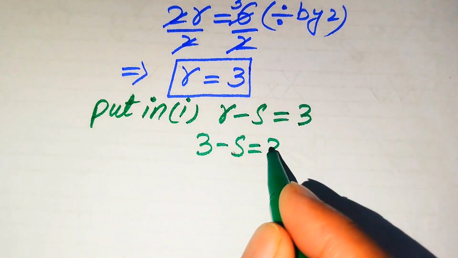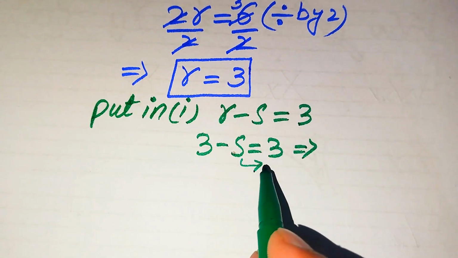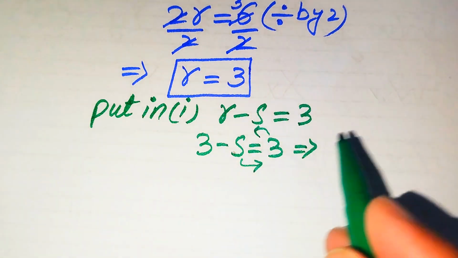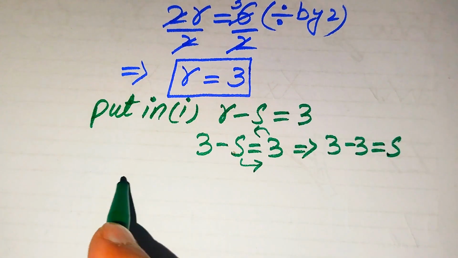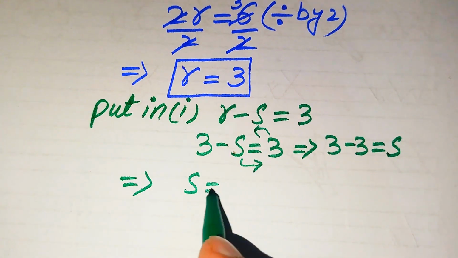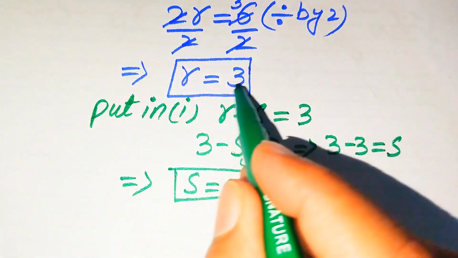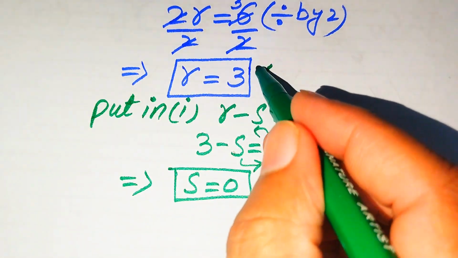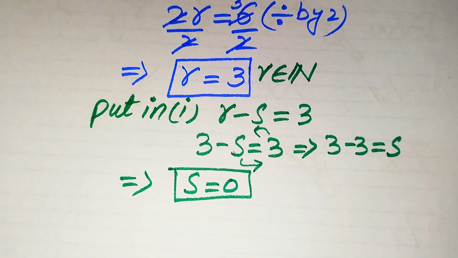When you put this value here it becomes 3 minus s is equal to 3, and this implies that we move this minus s to the right hand side and 3 to the left hand side, so it becomes 3 minus 3 is equal to s. So from here we get the value of s is equal to 0. So here you see that our r is equal to 3, and this means that r belongs to N because r is a natural number.